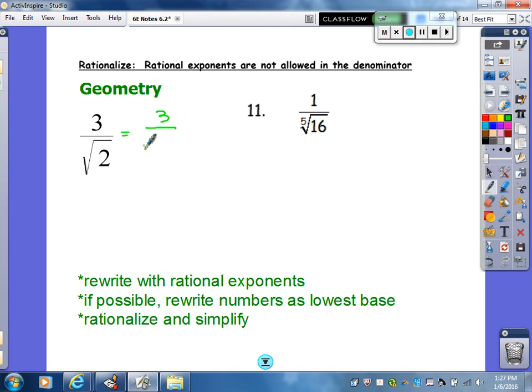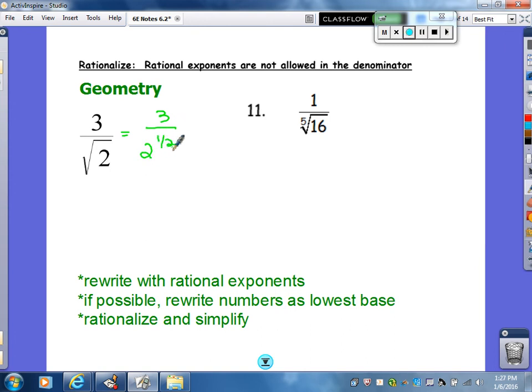We're going to rewrite this as 2 to the 1/2. My goal is to get this exponent to be a whole number. So I'm going to multiply by a monomial to make this exponent a whole number. That means I'm going to keep the same base. 1/2, the next whole number to 1/2 is 1. So that means I need to add another 1/2. And if I write it over top of itself, it's 1, so it's a multiplicative identity, so I'm not changing anything.